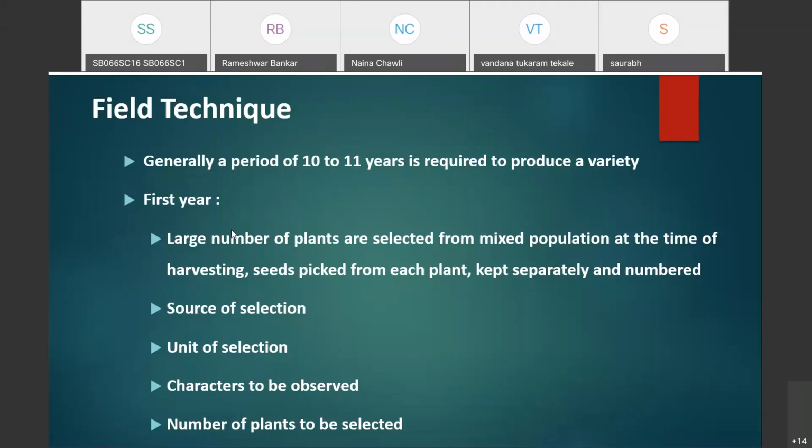Okay, at the time of the selection, yield may be considered as a character for selection, but it should not be the only character, as it is influenced by environmental variations.